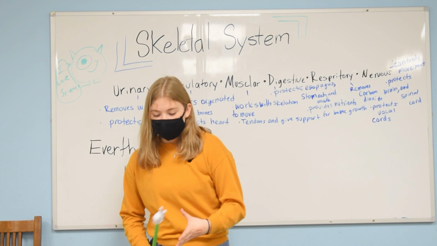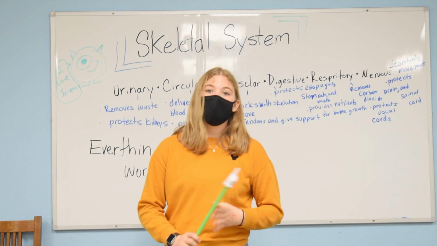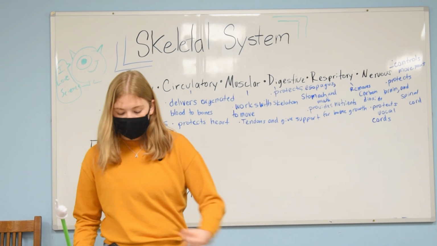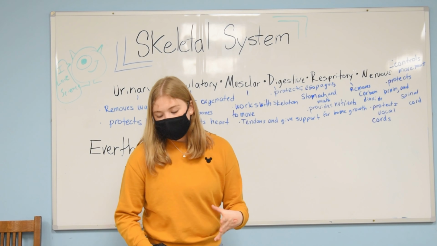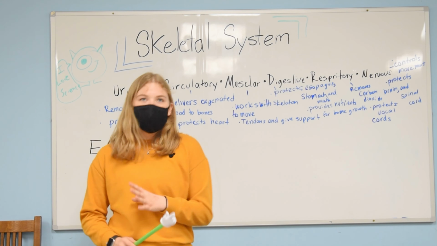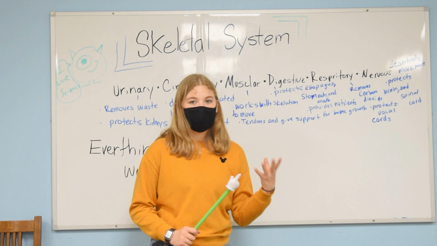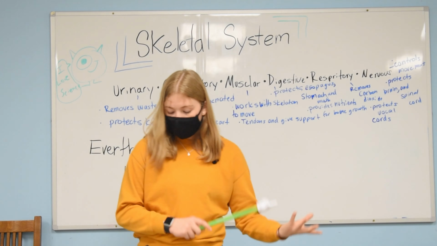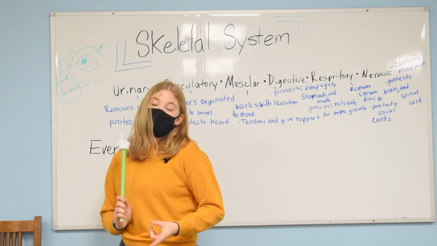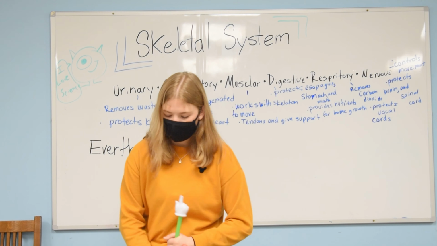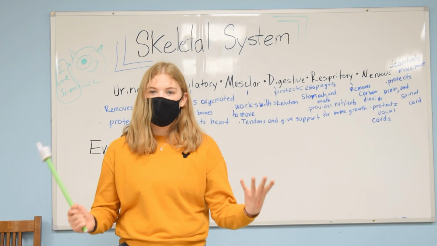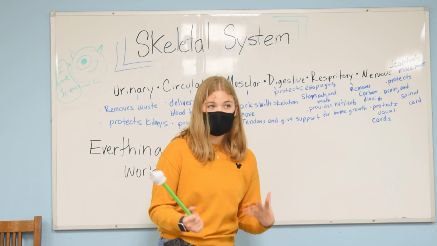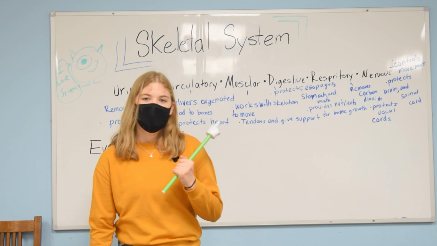And then there's the nervous system, which controls movement or voluntary movement, like moving your hand. And the nervous system helps you move all of the muscular and skeletal system things. And the skeletal system protects the brain and spinal cord for the nervous system. And all of these systems couldn't work without one another, so it's really important that we have all of them.